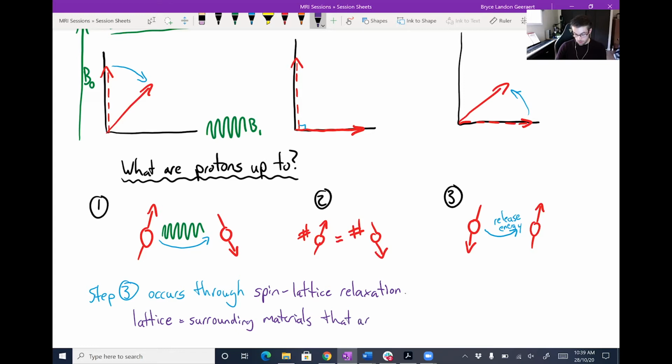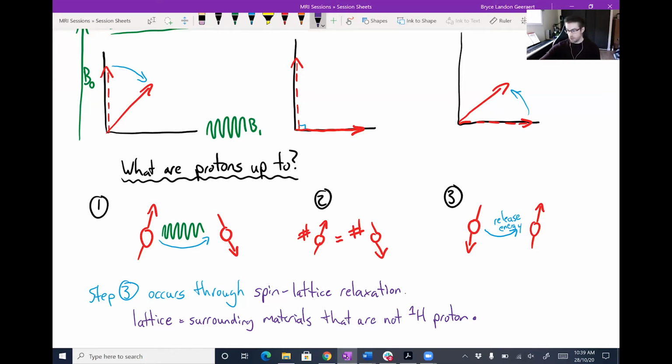So anything that is around that is not a 1H proton. Effectively, this means that the energy is getting removed from our net magnetization vector. It's just kind of going into the ether, into surrounding tissue, and it's not contributing to our measured signal in MRI anymore.